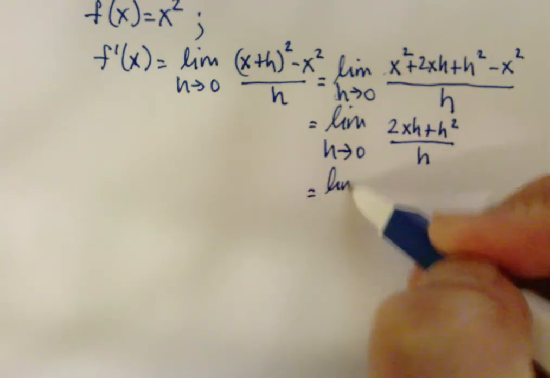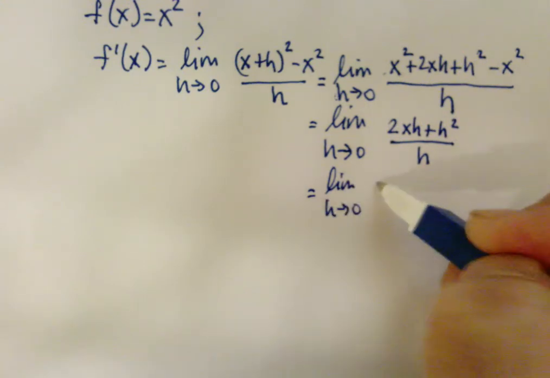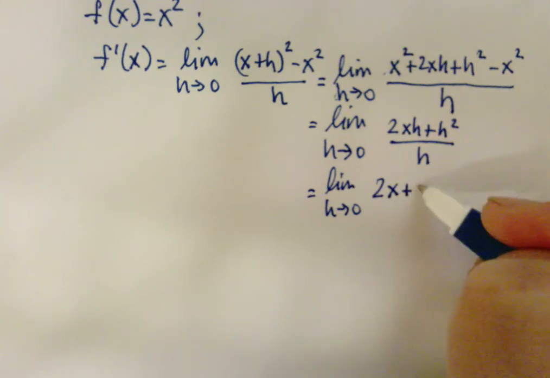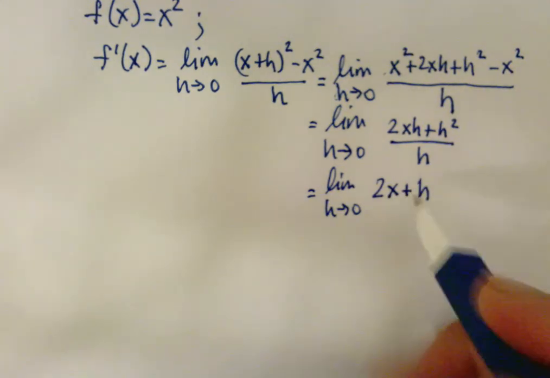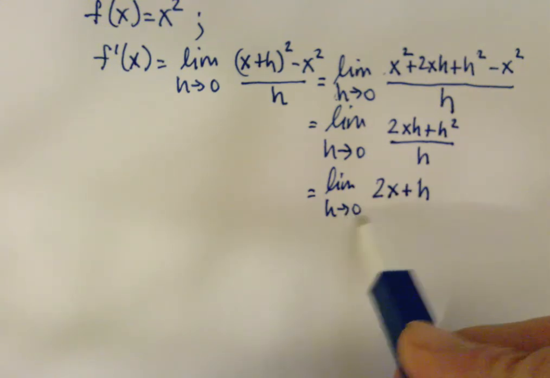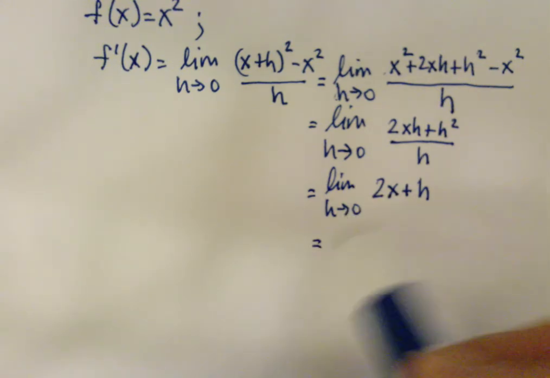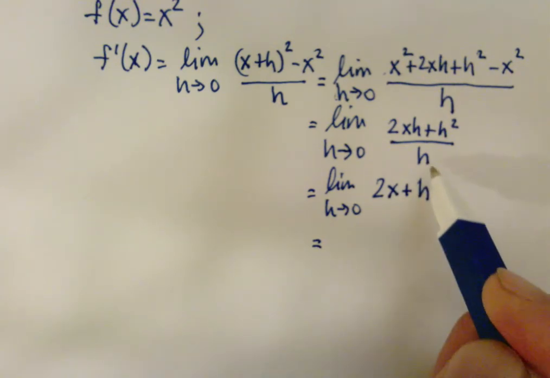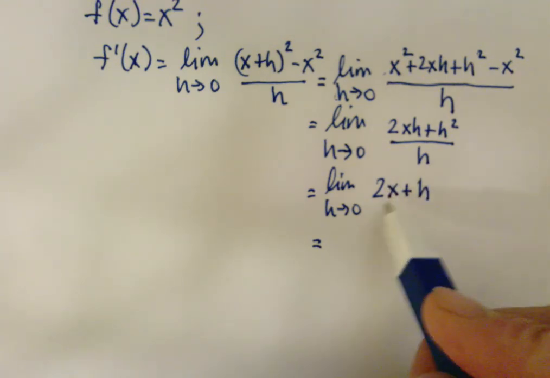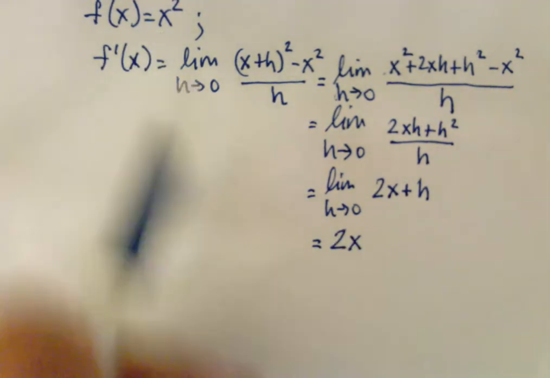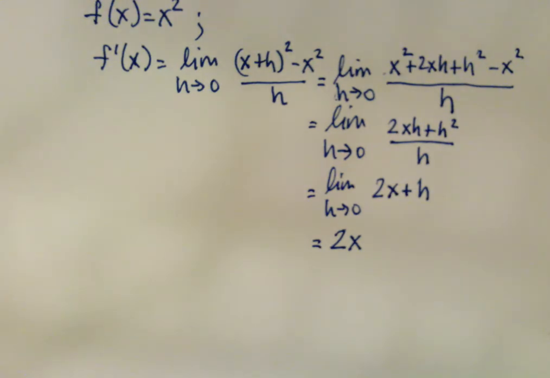We get the limit as h goes to 0 of 2x plus h. Now here there's no problem in substituting h equals 0 because there's no dividing by 0. So that just equals 2x. So we just derived that the derivative of x squared is equal to 2x.